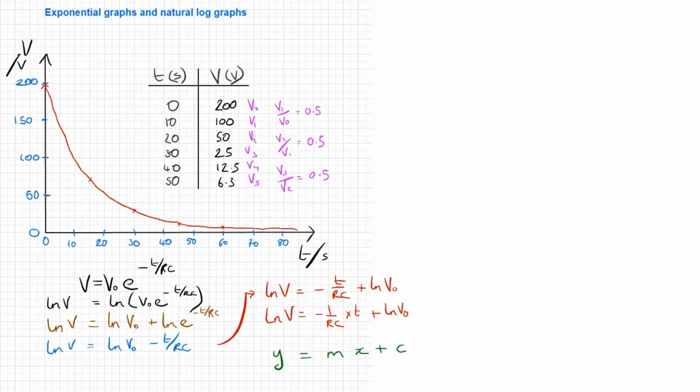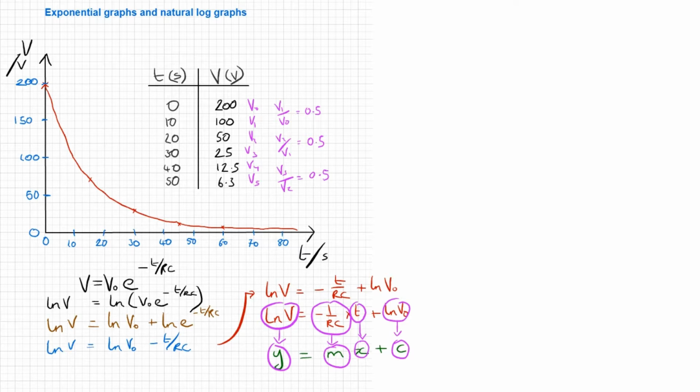And so we can see that if we were to plot the natural log of v on the y-axis of a graph, and if we were to plot time on the x-axis of a graph, then minus 1 over RC should be the gradient of that graph. And the natural log of v0 should be the y-intercept of the graph. So we can go ahead and do that.